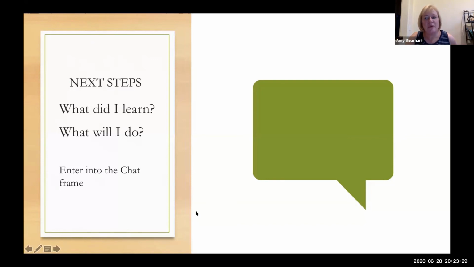Now we want to close our time together by using the chat feature of Zoom. Click on the chat box. You'll see some of the conversations that have happened. Some of them have happened privately as people have sent me questions, so you may not see lots of conversation. But we invite you now, with a few minutes of silence, to jot in the chat anything that you've learned this week from the reading or anything that you feel moved to do.